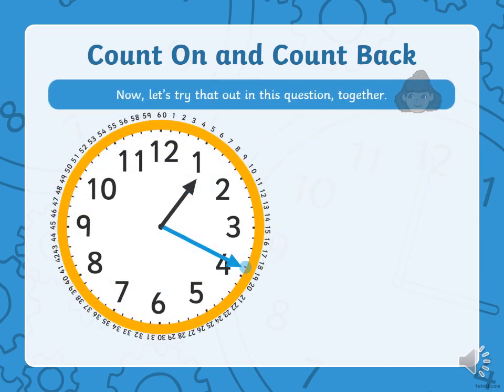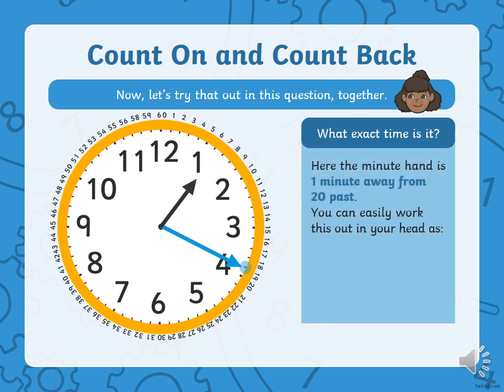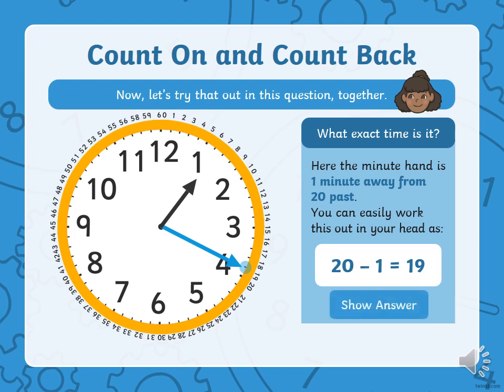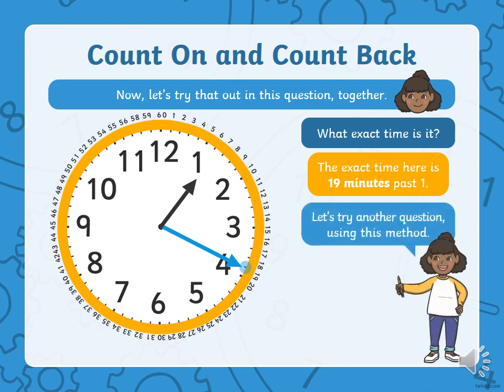Okay, so now let's try that out in this question together. What exact time is it? Here, the minute hand is 1 minute away from 20 past. You can easily work this out in your head as 20 take away 1 equals 19. The exact time here is 19 minutes past 1.